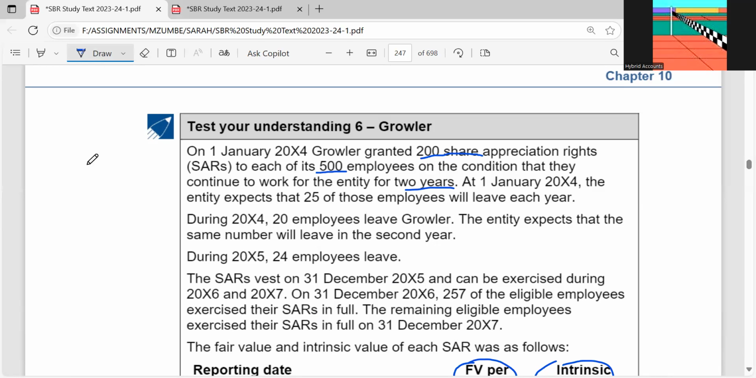So during the first year, 20 leave, and you expect 20 to leave in the second year, giving us a total of 40, right? So how many employees do you expect to remain with? 200 minus 40, which is 160. During 2025, the second year, 24 employees leave. So we get the complete picture now. 20 left in year one, in year two, 24 left, so 44 left, right? If 44 left, we remain with 200 minus 44, which is 156. So we have the estimates of our employees, year one and year two, right?